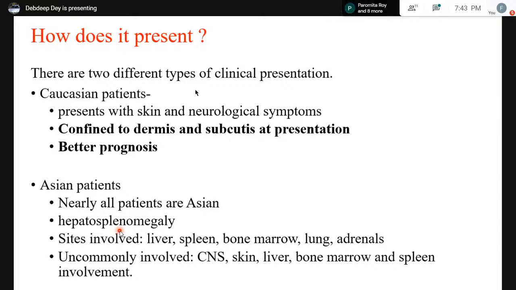And the other one is the Asian patient. Our patient was Asian, presented with hepatosplenomegaly, with involvement of the liver and the spleen, but no involvement of bone marrow. But Caucasian patients present with skin and neurological symptoms, and they are confined to the dermis and subcutis at presentation, and it has a better prognosis.